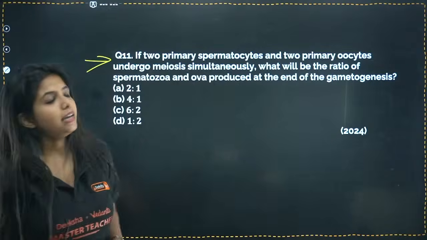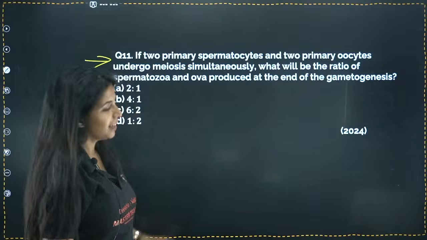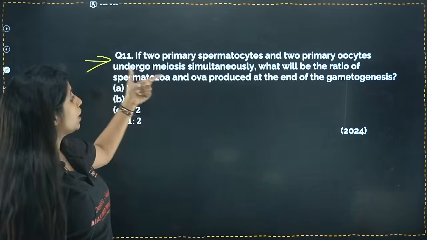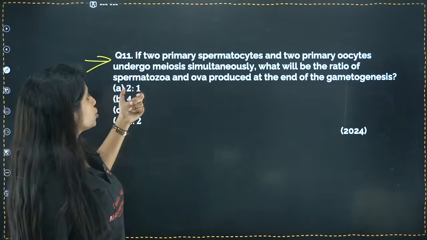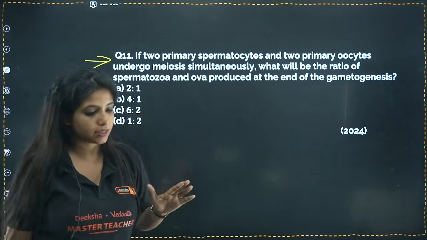The next question. Ganesh, I want you to be the first one to answer this question, okay? If two primary spermatocytes and two primary oocytes undergo meiosis simultaneously, what will be the ratio of spermatozoa and ova produced at the end of gametogenesis?